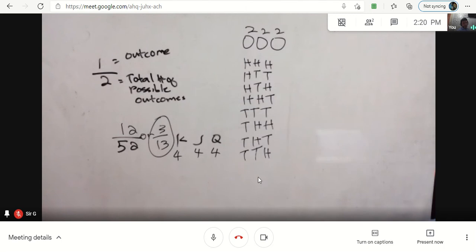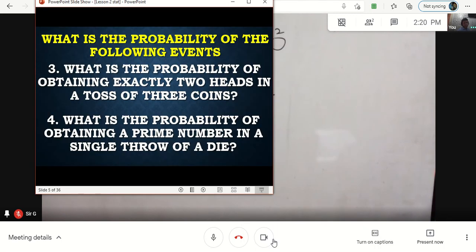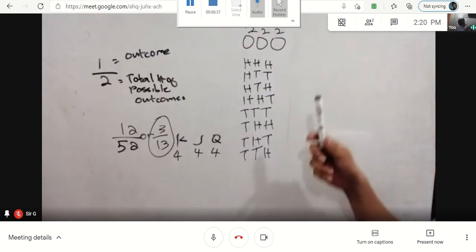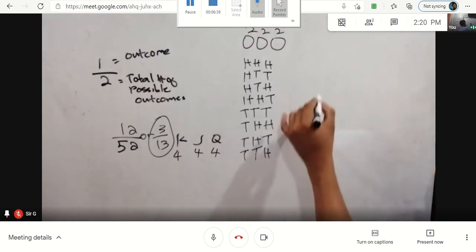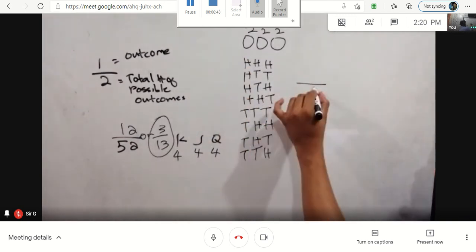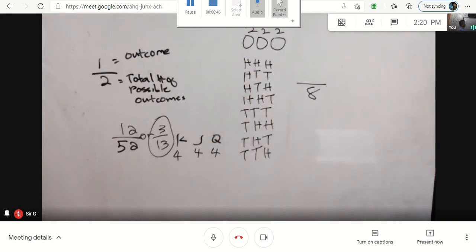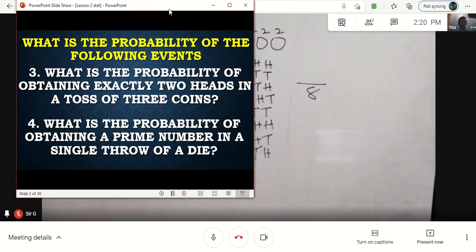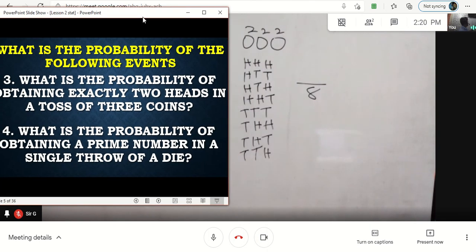So, kasi ang tanong natin kanina, what is the probability of obtaining exactly 2 heads in a toss of 3 coins? So, ang tanong dun, exactly 2 heads eh. So, ngayon, ang ilalagay natin dito, yung over, kung ano yung denominator, ilan lahat to. So, meron tayong 8. And also, titingnan natin, ilan yung exactly 2 heads. Kasi yung tinatanong eh, doon tayo magpo-focus sa exactly 2 heads. So, ilan yung may 2 heads dito?